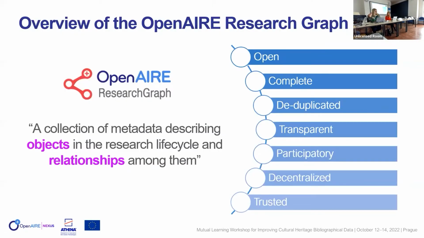The OpenAIRE research graph, in case you don't know, is a collection of metadata describing objects in the research life cycle and relationships among them. So it's based on open science principles. We're always working to make it, of course, open, complete, deduplicated, transparent, participatory, decentralized, trusted, all the good adjectives.